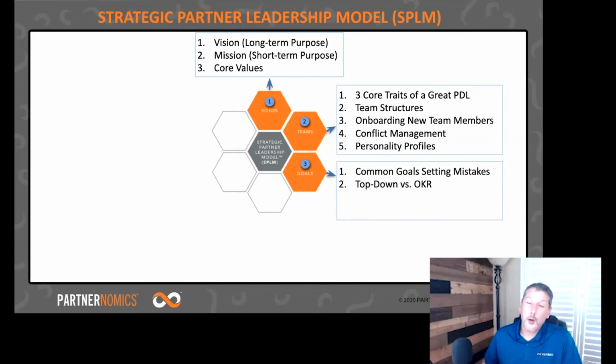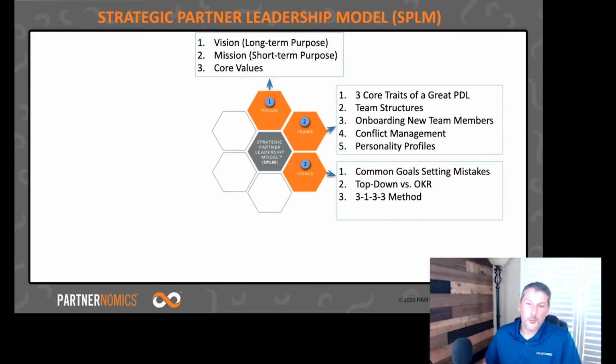Top down versus OKR, right? So really it's top down versus bottom up, if you will. And there's ways that companies should use both of these different approaches. And the goals element talks about these approaches in detail and gives you some insights of how specifically to implement them within your teams. The 3-1-3-3 method, man, this saves a ton of time.